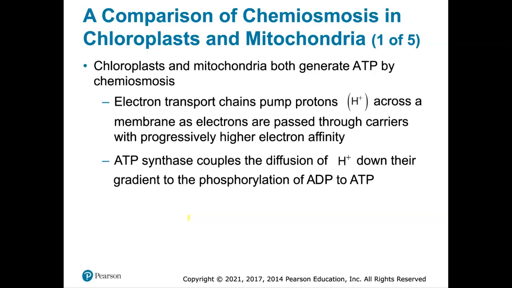Okay, comparing chloroplast and mitochondria: the chloroplast carries out photosynthesis and it does involve an electron transport chain. Mitochondria carries out cellular respiration and it also involves an electron transport chain. So we're going to compare them. Both these organelles generate ATP by chemiosmosis, which is the use of the electron transport chain to pump hydrogen ions across a membrane and produce ATP that way through oxidative phosphorylation.